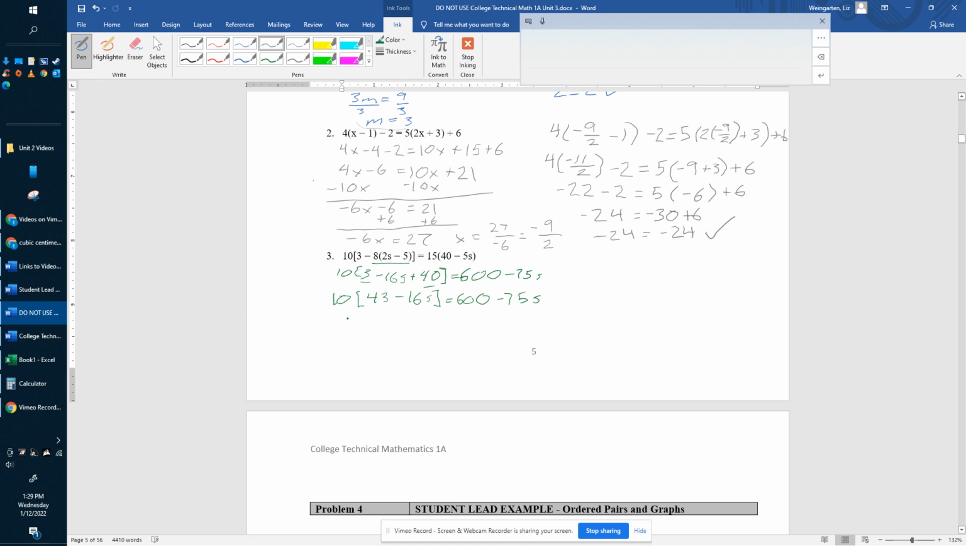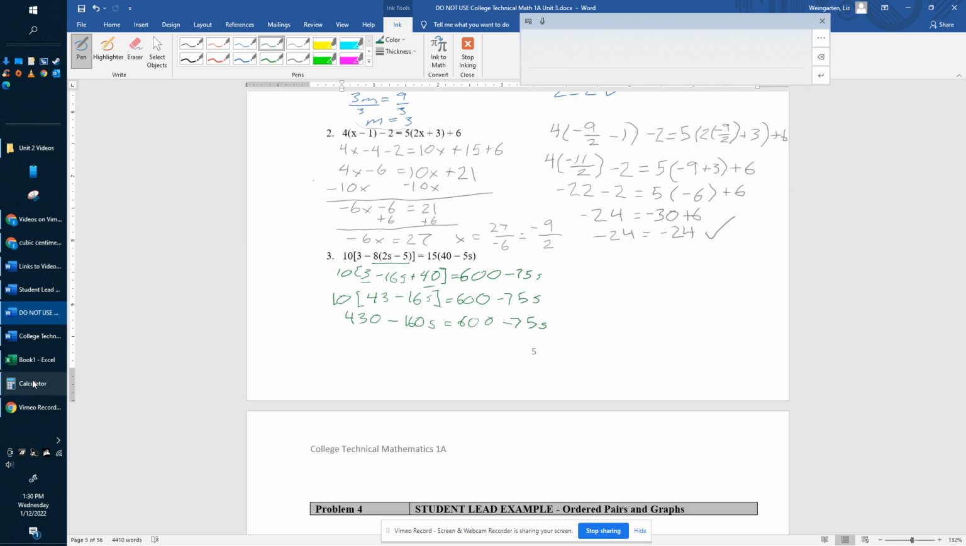Next, we have to distribute our 10. We have 430 minus 160s equals 600 minus 75s. Now we have simplified both sides as much as we can, so we are going to move all of the variables to the left-hand side, all of the constants to the right.